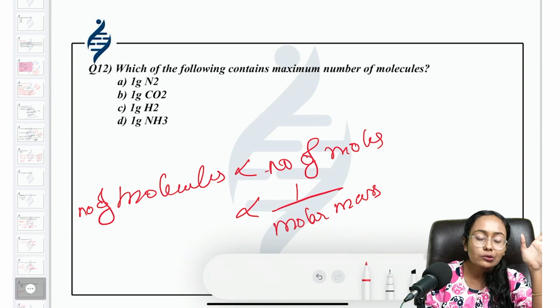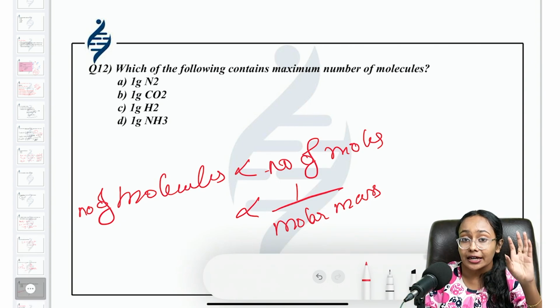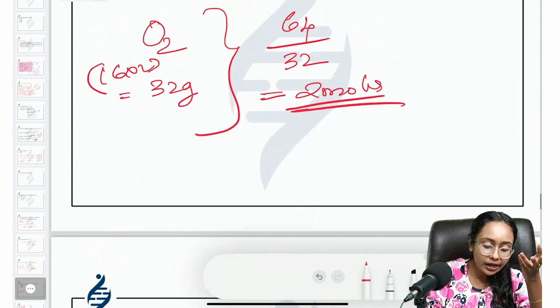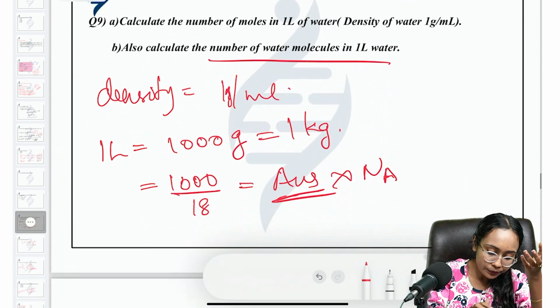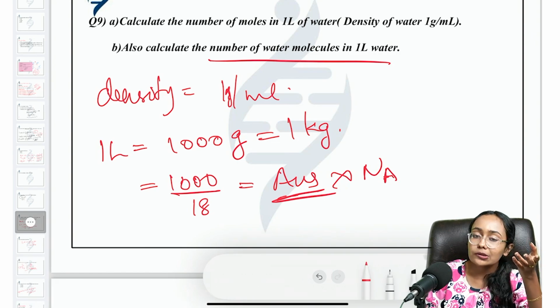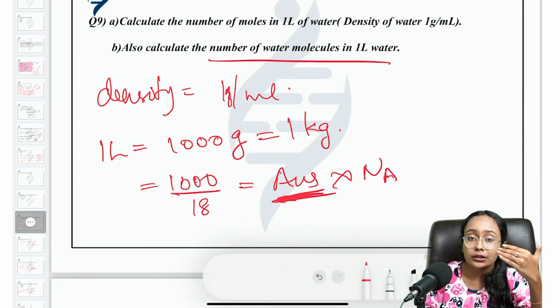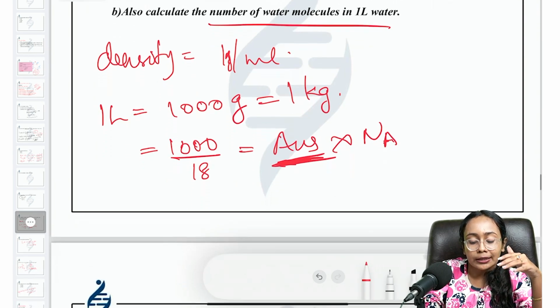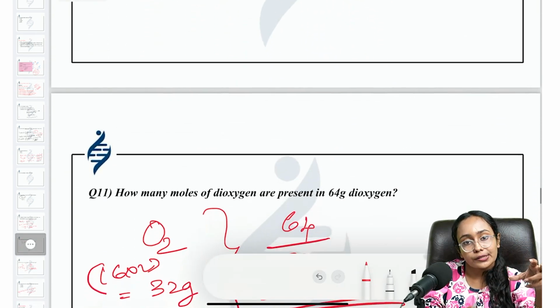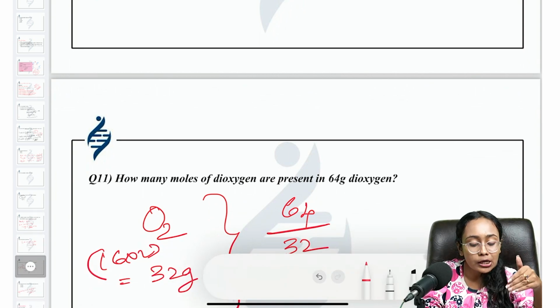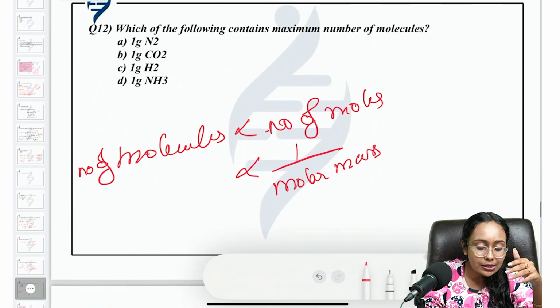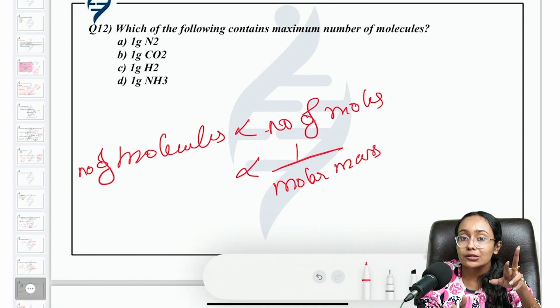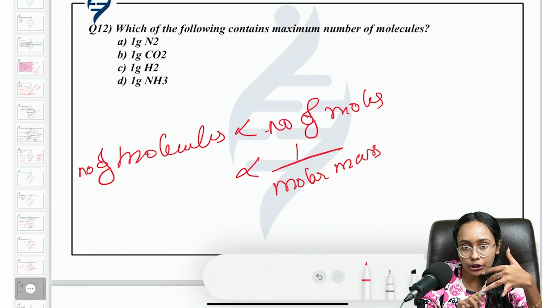The number of molecules of a substance is directly proportional to the number of moles. Because in the previous question, we were asked to find the number of water molecules in sub-question B. So what I have done is, I first found the number of moles of water, and then multiplied it with Avogadro number so that I get the number of molecules. So the number of moles into Avogadro number gives you the number of molecules. So we can surely say that the number of molecules is directly proportional to the number of moles. The number of moles is inversely proportional to atomic mass or molecular mass.